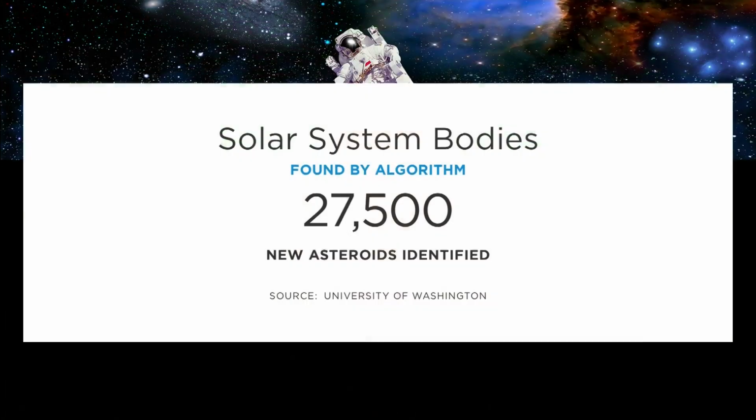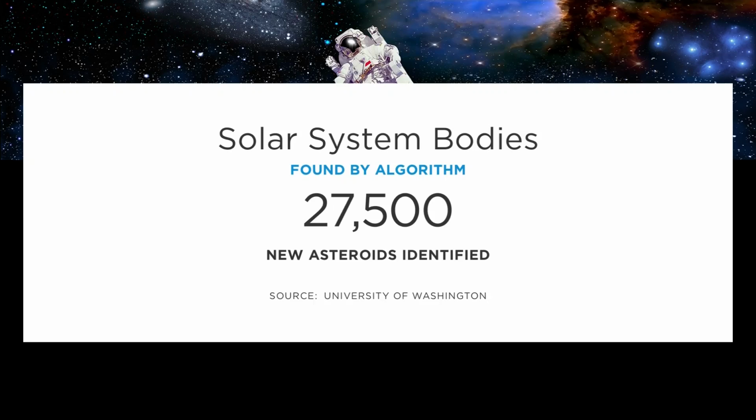A new algorithm is helping researchers cut through the work of looking at thousands of images in our sky to find previously undetected asteroids. This algorithm is powered by Google Cloud. It's referred to as Thor, and it sifts through the photos to discover previously unseen asteroids. And so far, it's found almost 30,000 new solar system bodies, including 100 near-Earth asteroids.